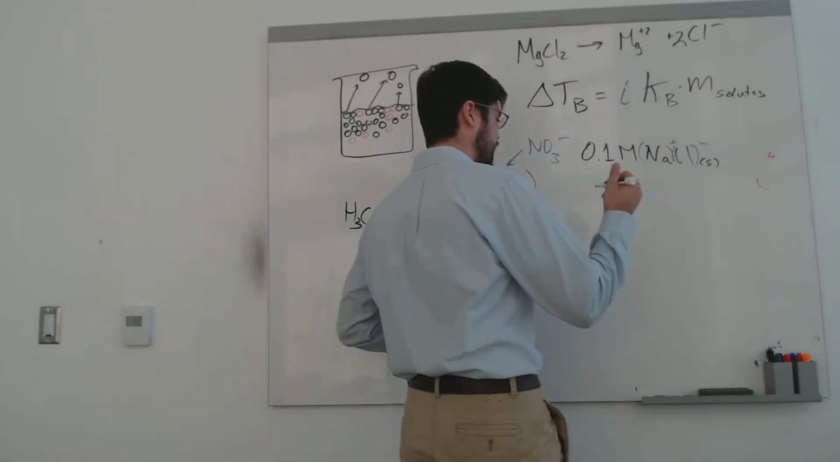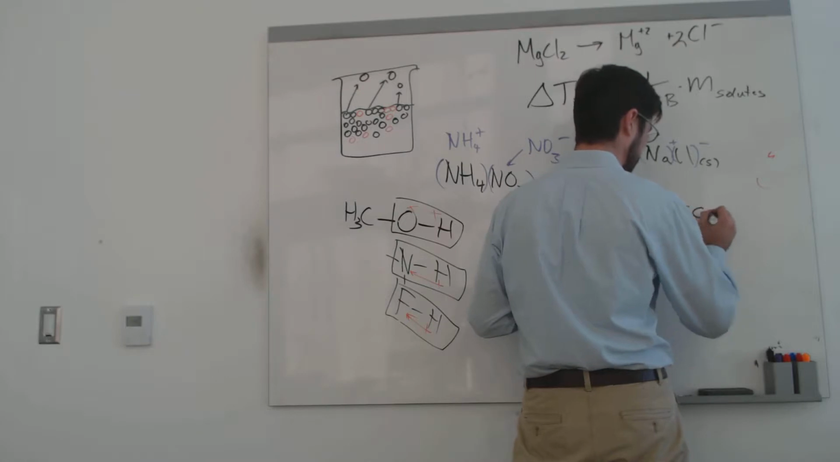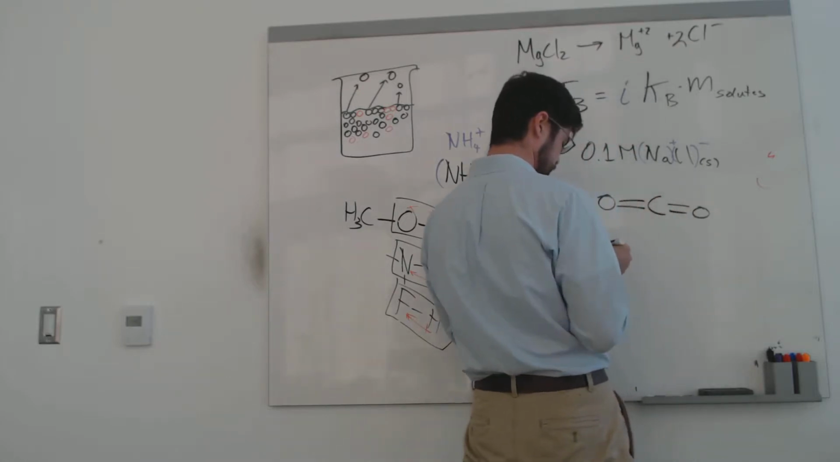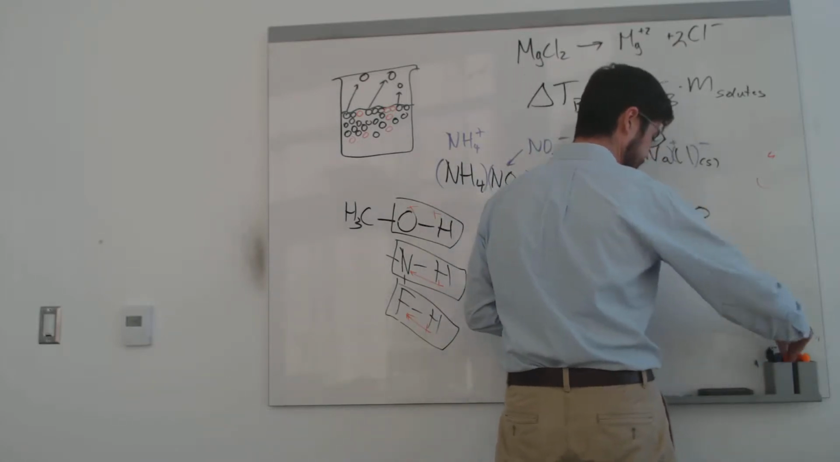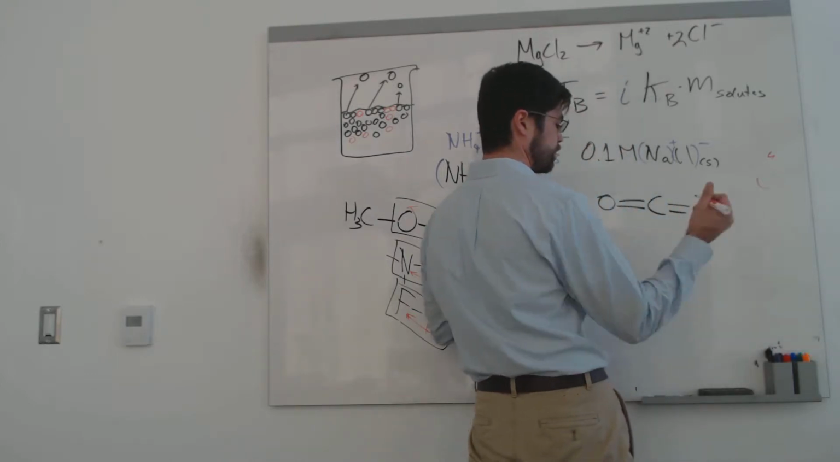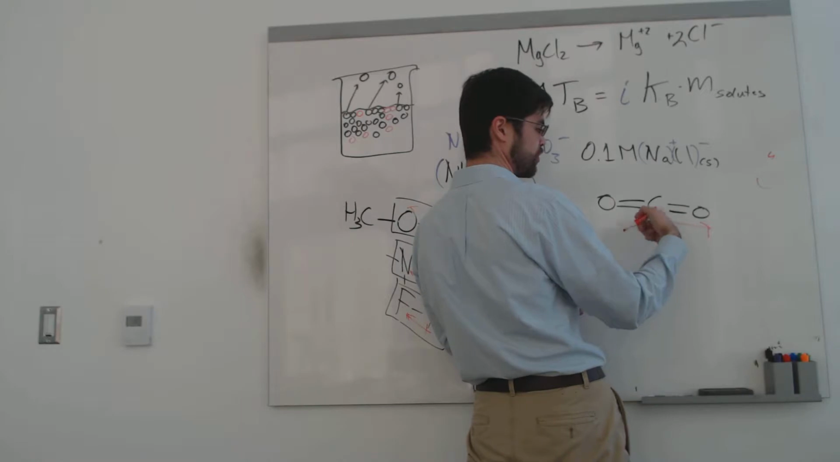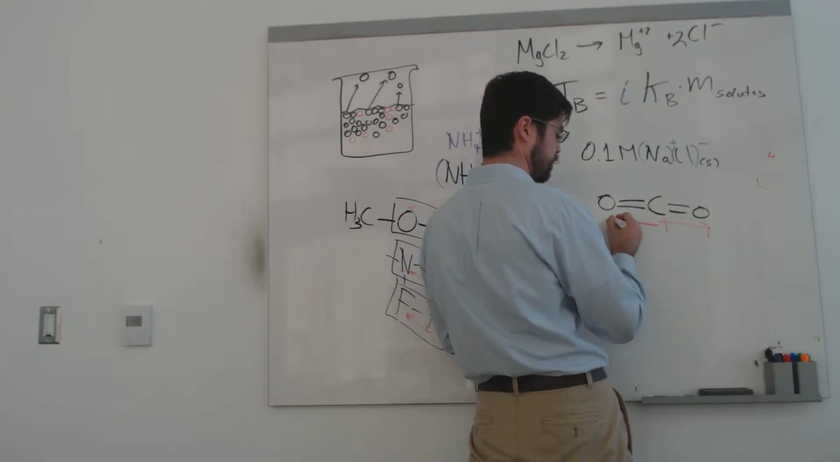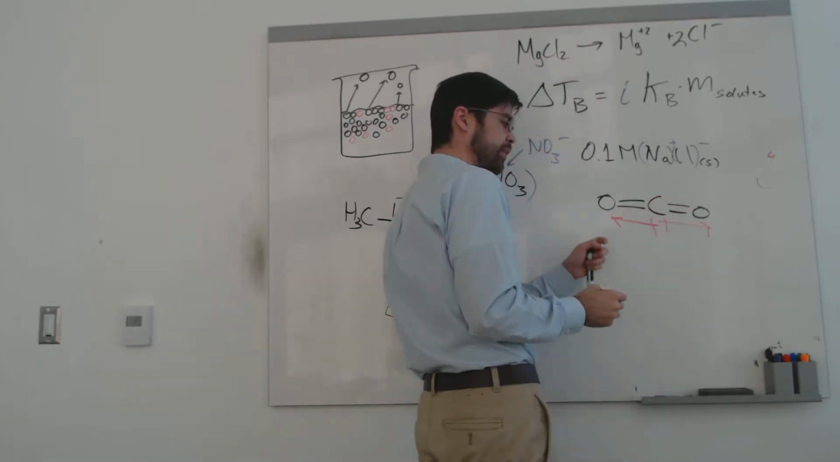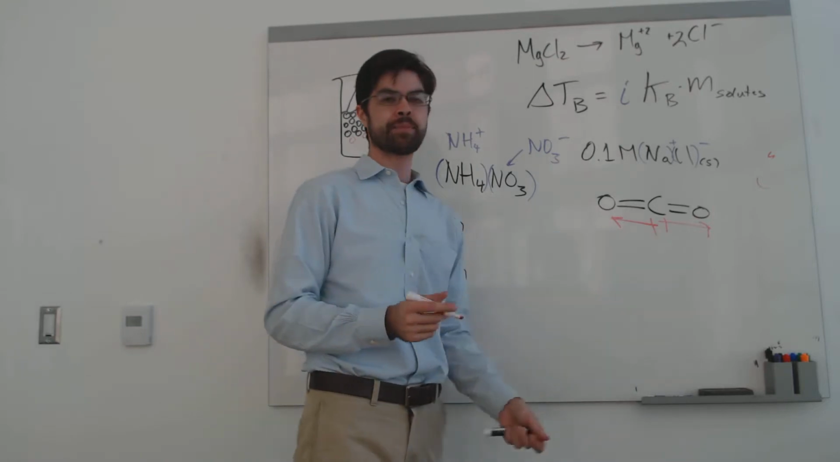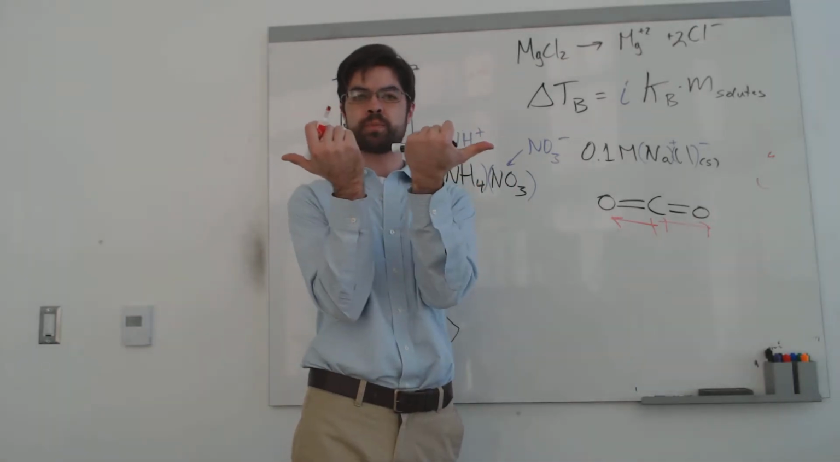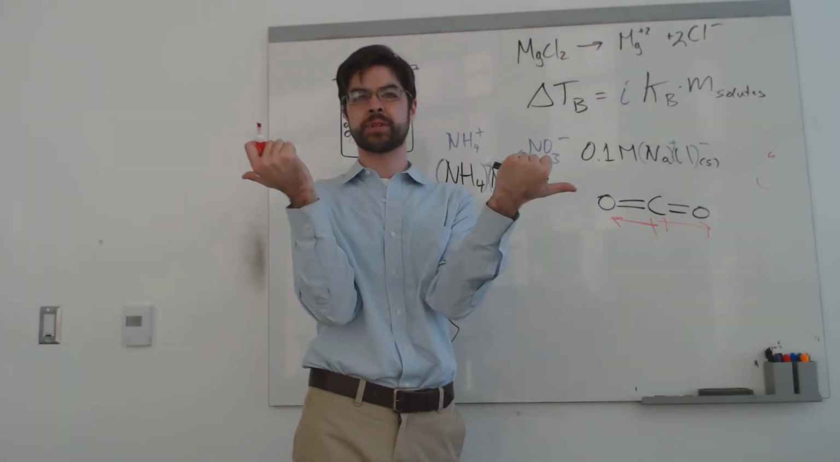Something like carbon dioxide has polar bonds, but it is not polar. It has a dipole that points towards the oxygen from the carbon, and there's another one that points towards the other oxygen. This one is not polar because those dipoles cancel each other out. They point in opposite directions.